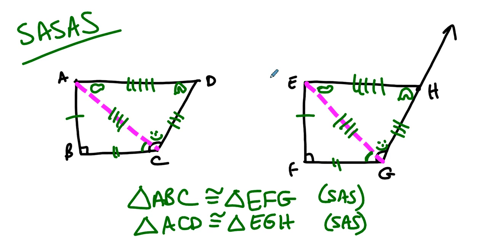Now, is the point that you should learn that side, angle, side, angle, side is a thing? No. The point is that you should know that these quadrilaterals are congruent because we can break them into triangles that we already know how to prove.